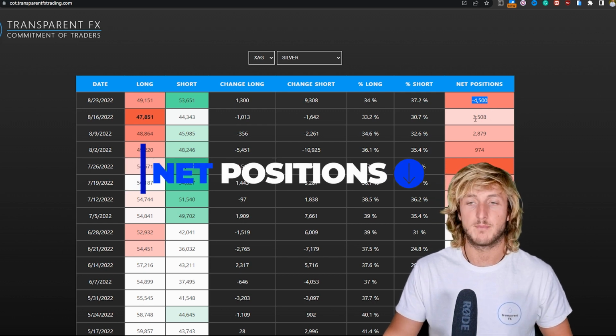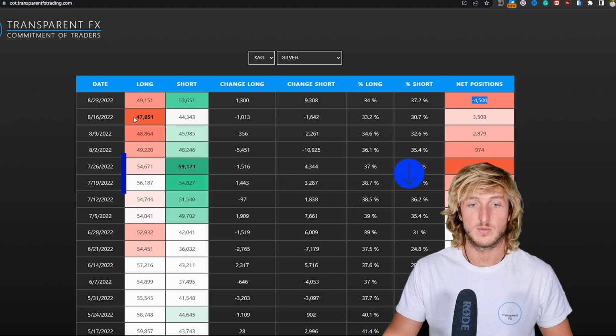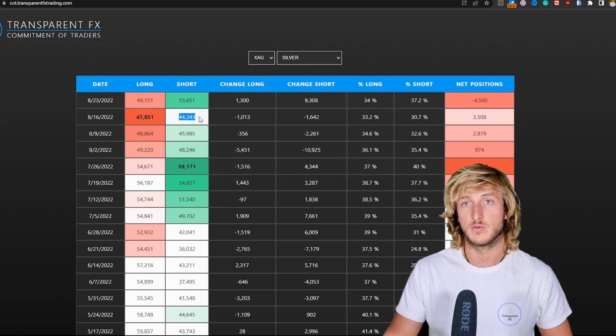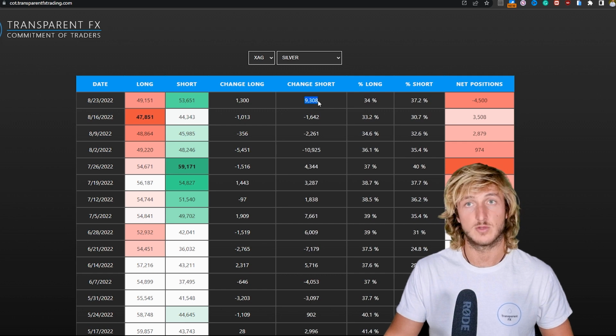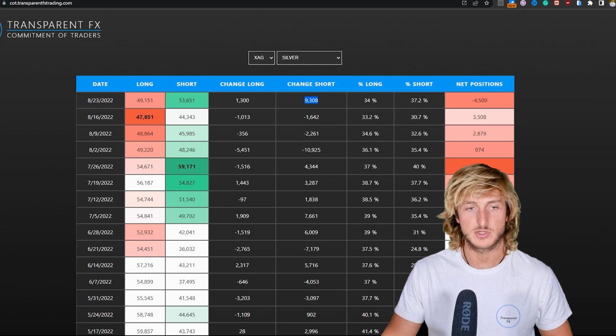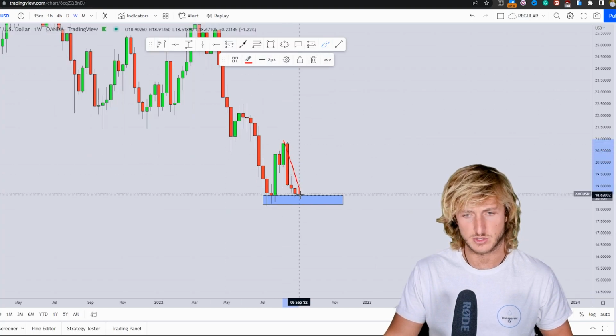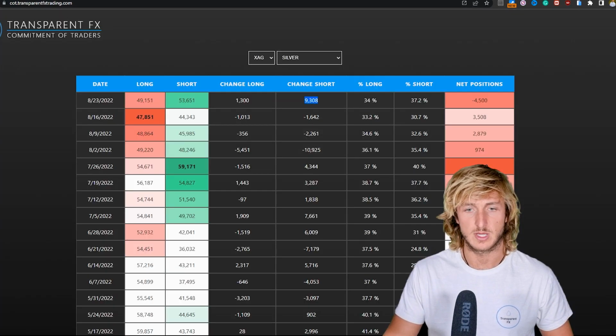We went from having a positive net positioning, meaning that we had more longs than shorts, 47k longs compared to only 44k shorts, all the way down to now having a negative net positioning with more shorts than longs, in fact 53k shorts compared to only 49k longs, with 9.3k shorts added with the last report. So silver at the moment is actually getting quite bearish. We see that also reflected in the price action with the market creating this move to the downside.